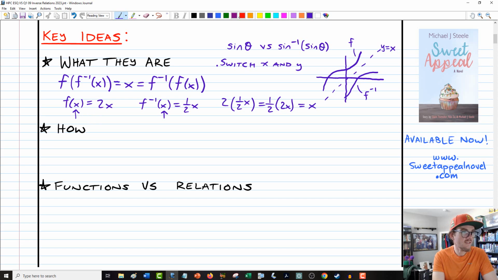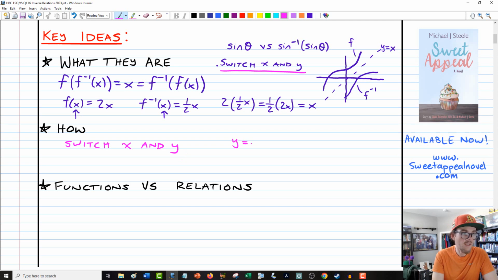The second piece is the essential info of how. How do we find an inverse? In a sense, it's this line right up here. To calculate an inverse, we're going to switch the inputs and outputs, which in our case we typically remember as switching the x and y.